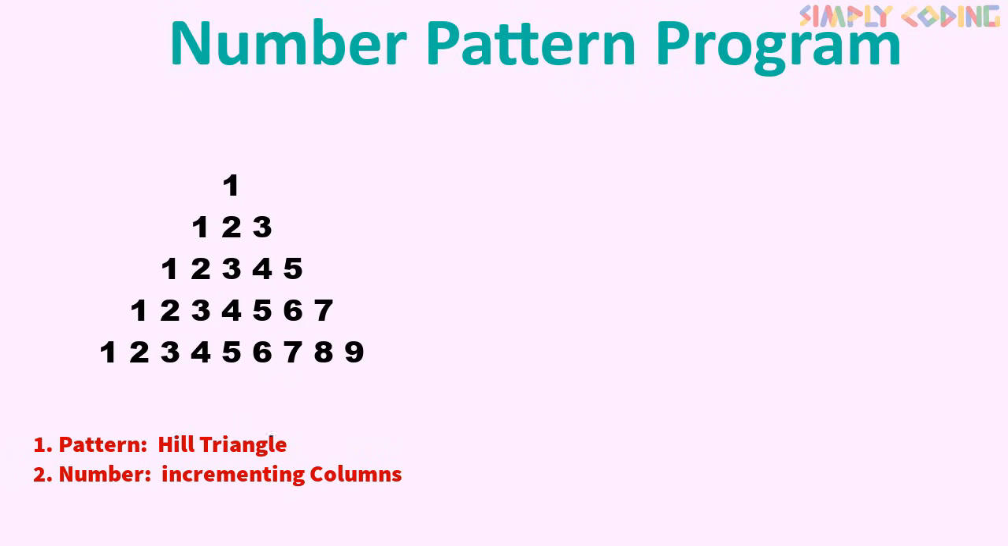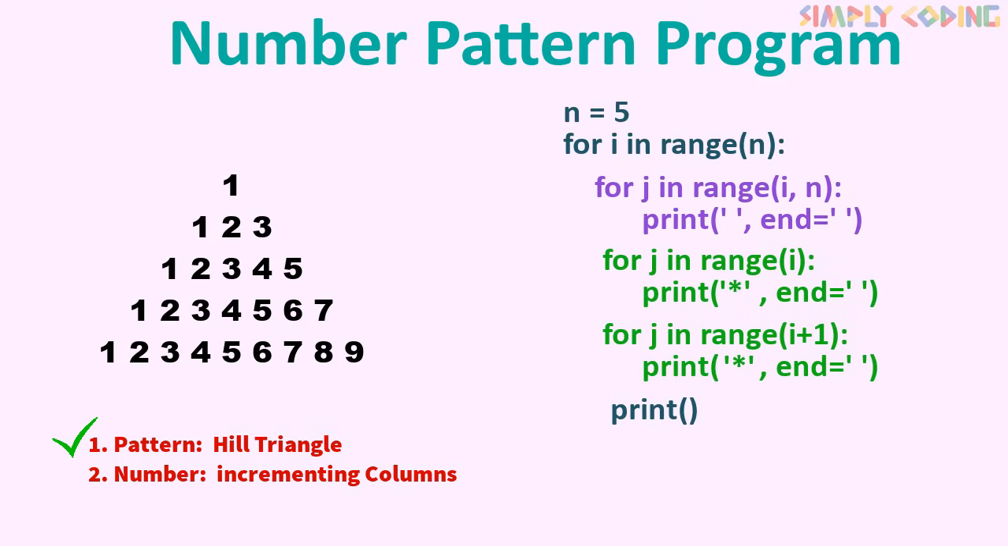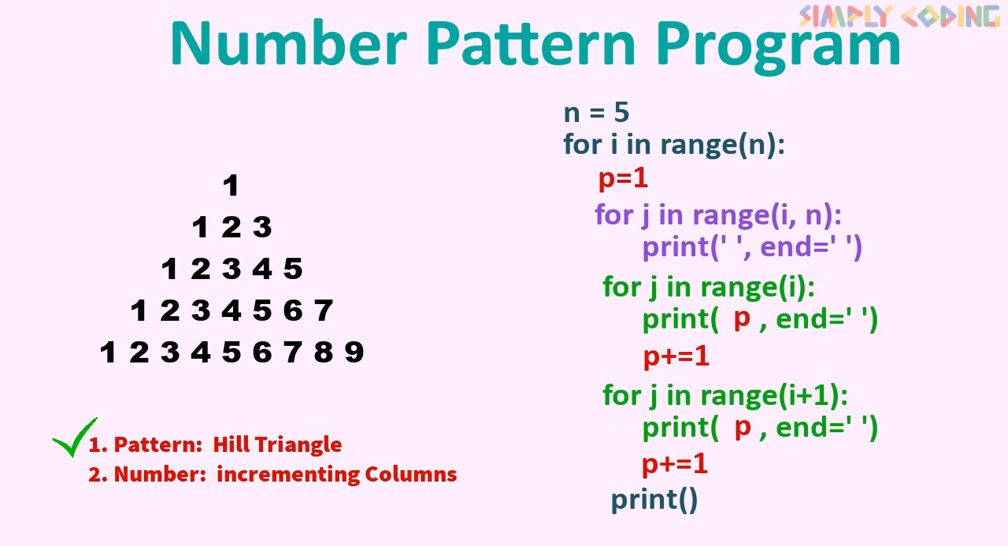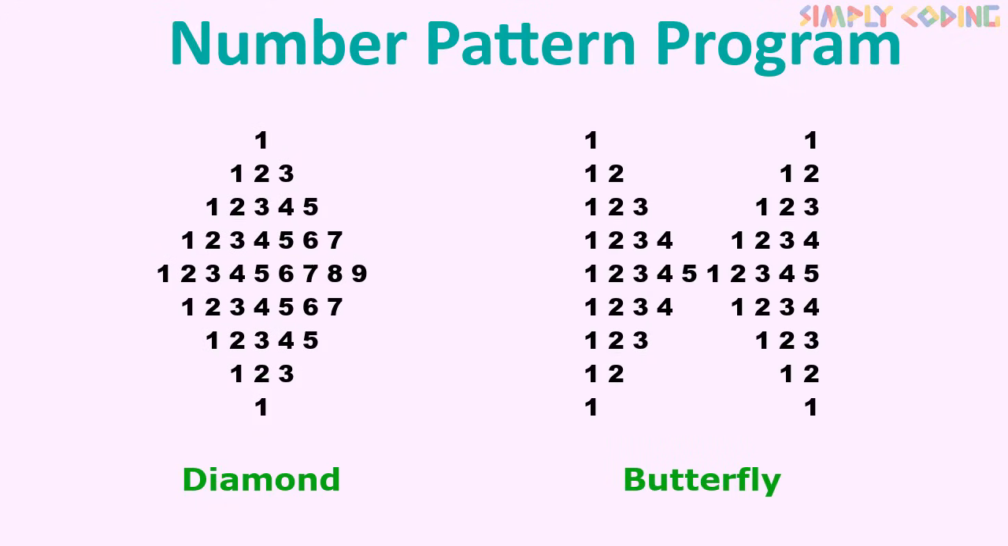How does it work for the hill pattern? Again exactly similar. We get the code for the hill pattern with star. We initialize p equal to 1 as the first line inside the outer loop, and then just replace star with p and increment p after every print p statement. This is the code for the hill pattern. It will work the same for any double row pattern too, like diamond or butterfly. Try it on your own, and if you are facing difficulty, you can see the code on our website.